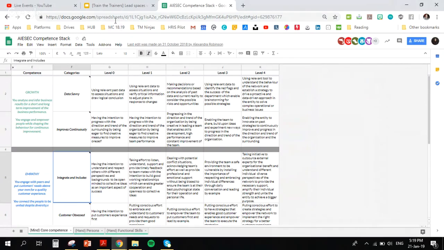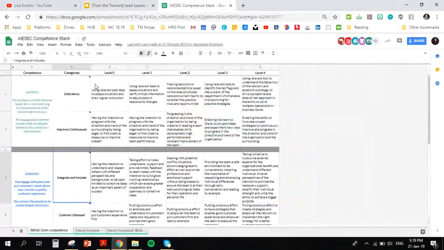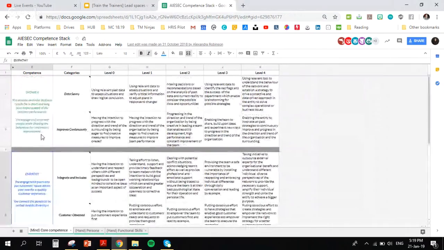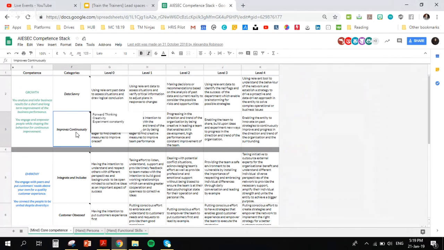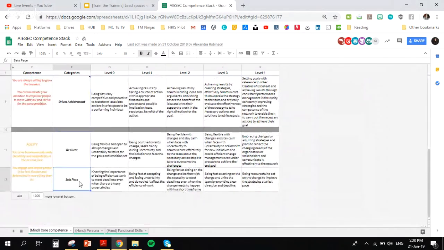So if you go there, I will leave the link, it's basically bit.ly slash competence dash stack. And here you can see that we have the four competences, as I was telling you before. And when it comes to the specific competences inside of those four main ones, we have the categories. These are the things that actually matter because they are more concrete and help us create better sessions. So: data savvy, improves continuously, integrates and includes, customer obsessed, sparks ambition, drives achievement, resilient, and sets pace.